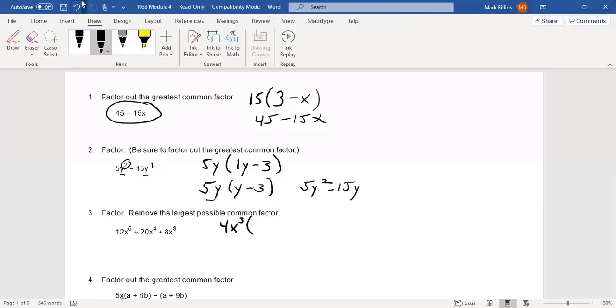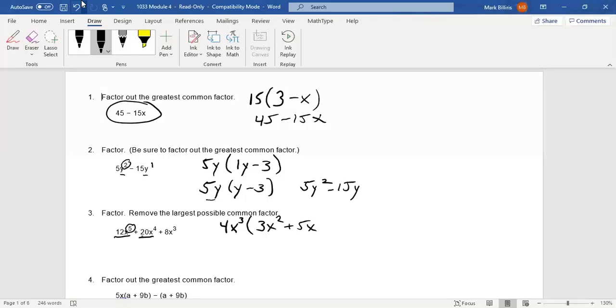So the first term, we have 12x to the fifth. So we start by dividing 12 by 4, and that gives us 3. Here we had 5 factors of x. We took out 3, so that would leave us with 2 factors of x. For the next term, we have 20x to the fourth. So we have positive 20 divided by 4 is positive 5. We had 4 factors of x. We took out 3, so that leaves us 1 factor of x.